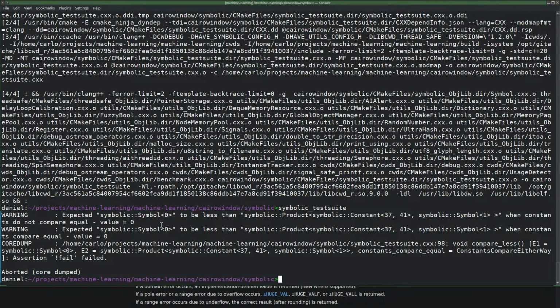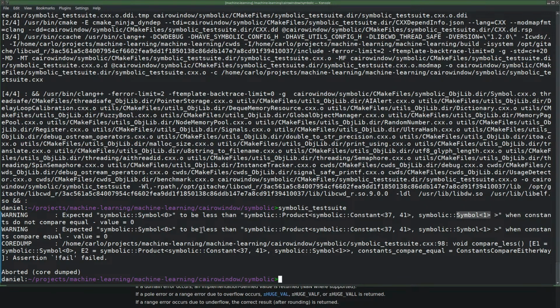Okay, it says expected symbol 0 to be less than product of a constant times symbol 1. So the idea is that if it is a product of a constant times something, then a constant is ignored. So this thing should be treated as a symbol. And yes, I agree that symbol 0 should have been less than that.